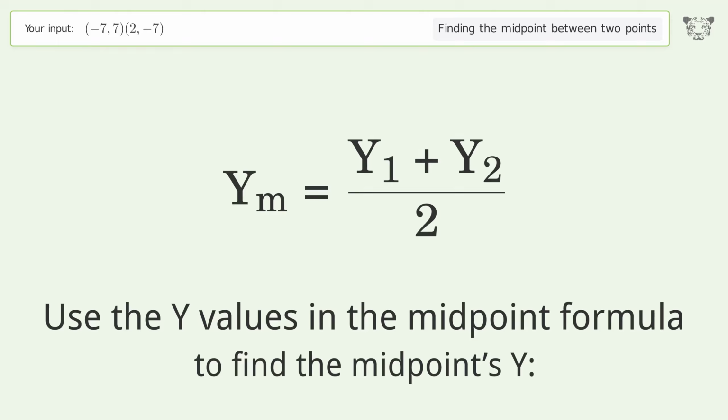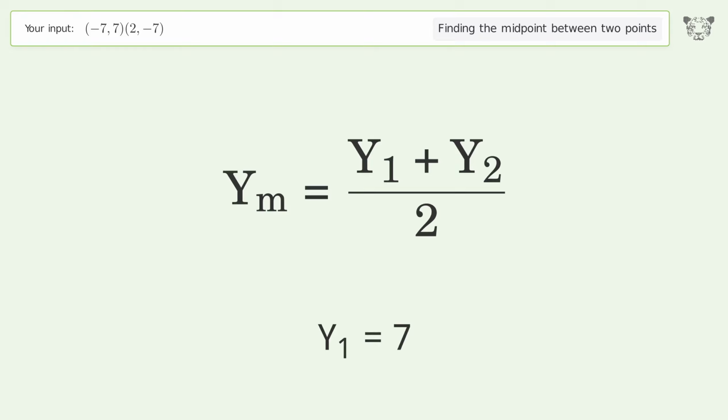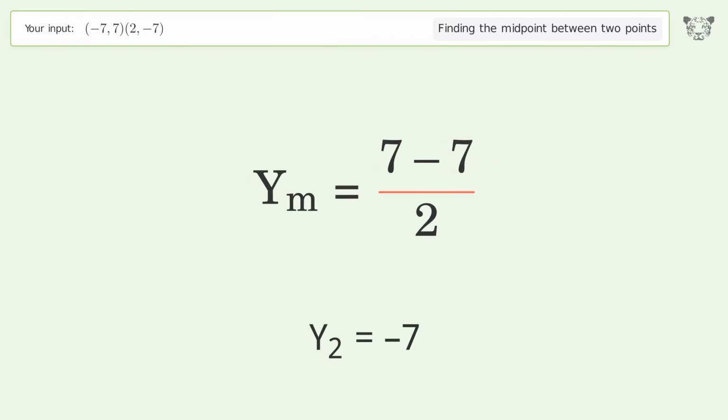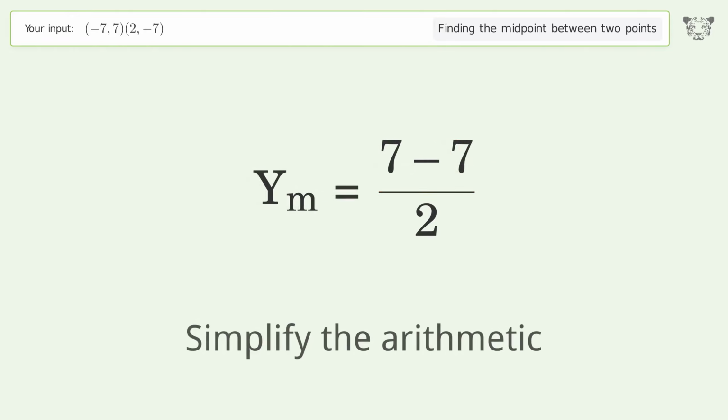Use the y values in the midpoint formula to find the midpoint's y. y1 equals 7. y2 equals negative 7. Simplify the arithmetic.